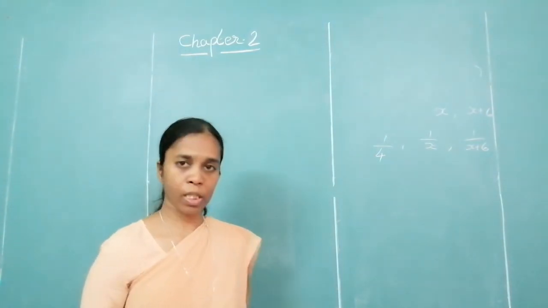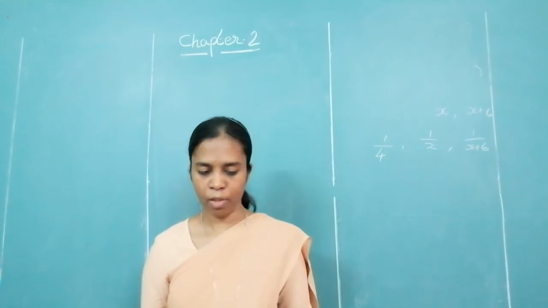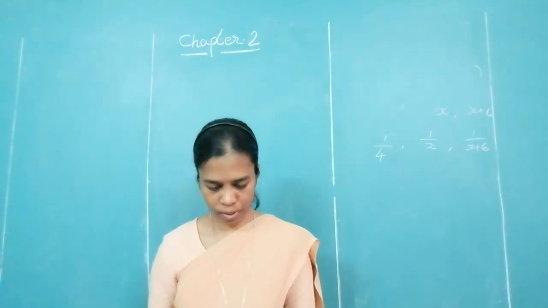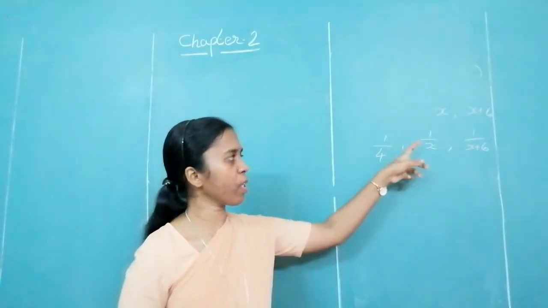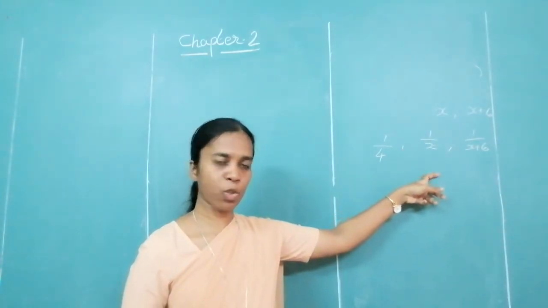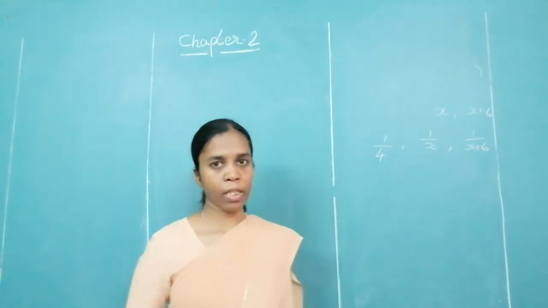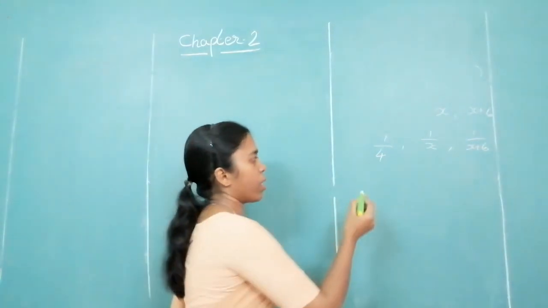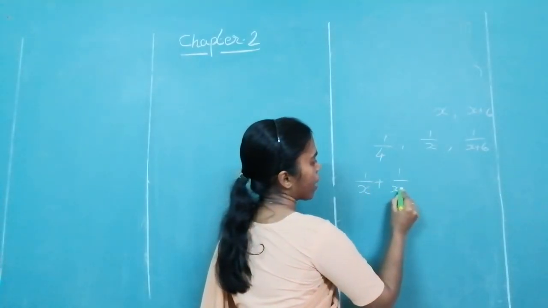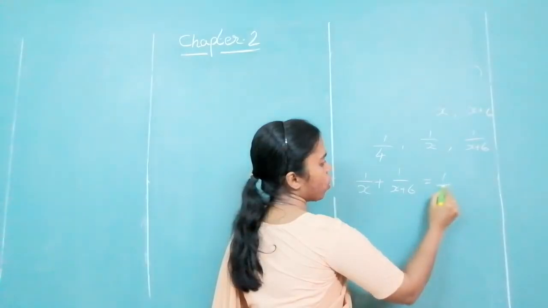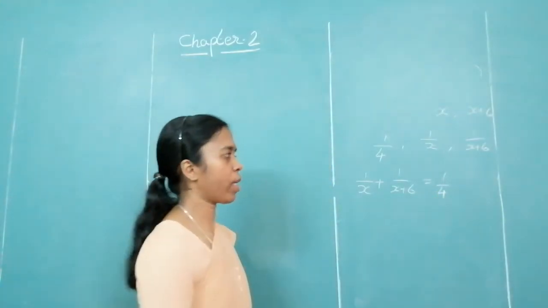So what are the conditions that you have to write? The number of days Nishu takes is X. Therefore, Pindu will be X plus 6. The work done in one day by Nishu will be 1 upon X, and by Pindu will be 1 upon X plus 6. Then, according to the given condition, 1 upon X plus 1 upon X plus 6 is equal to 1 upon 4. This is the amount of work they will complete in one day.